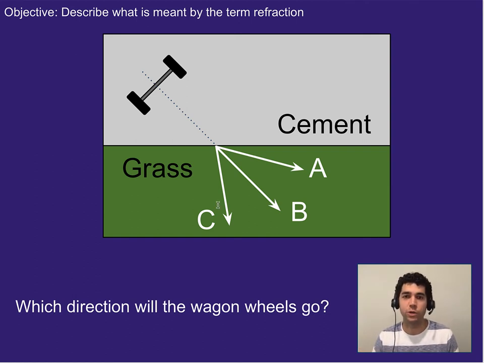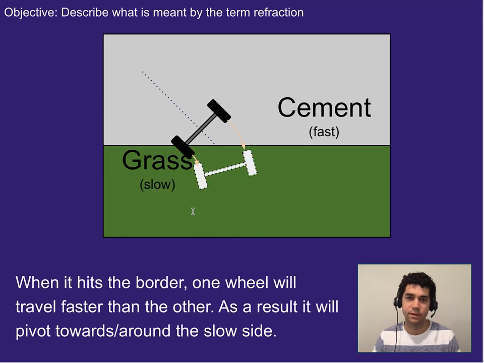You can actually predict which way it will go. And the way it goes is the same way light or sound or something else would go. So think about it for a second, maybe pause. Which direction do you think the wagon wheels will go? All right, the answer is in fact C.